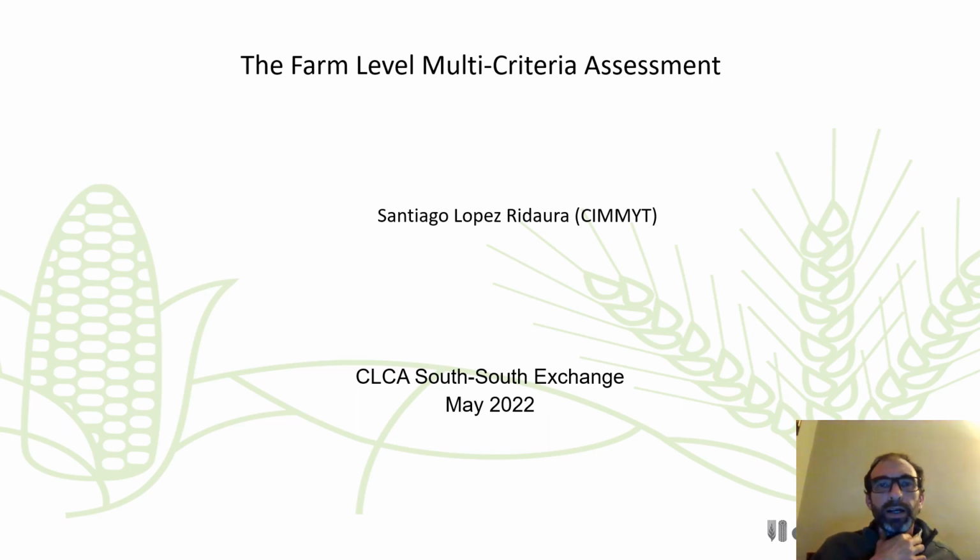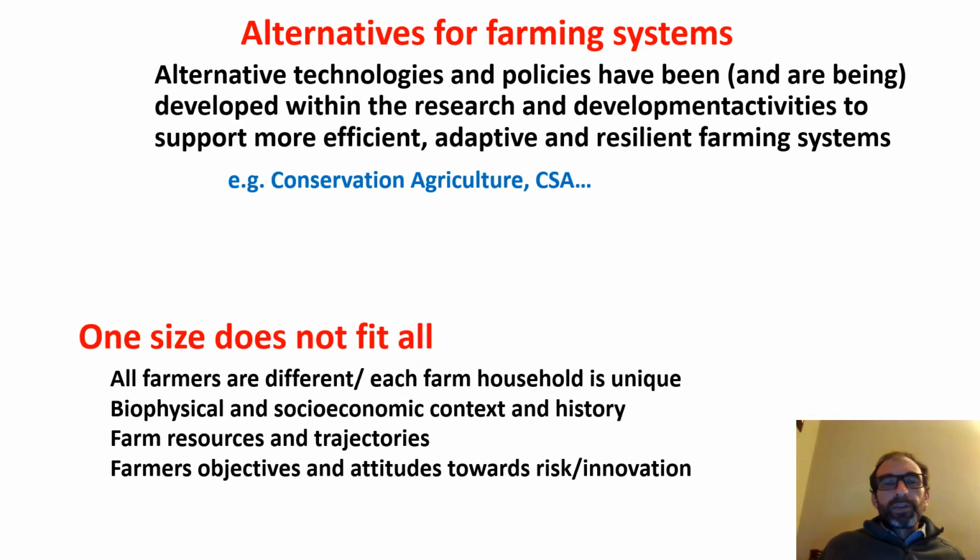I will be giving an introductory talk for this session on farm level multi-criteria assessment, which was part of the CLCA project financed by IFAD and applied in Bolivia, Mexico, Tunisia, and Algeria in a collaboration ICARDA-CIMIT. As you know, the overall objective of the project was to improve the performance of farming systems in dryland areas through conservation agricultural alternatives, but in the context of mixed farming systems.